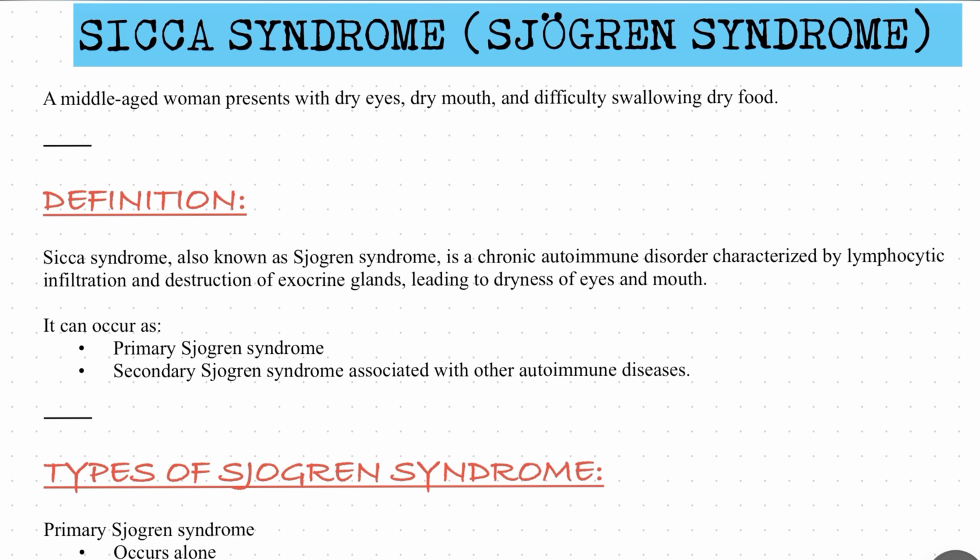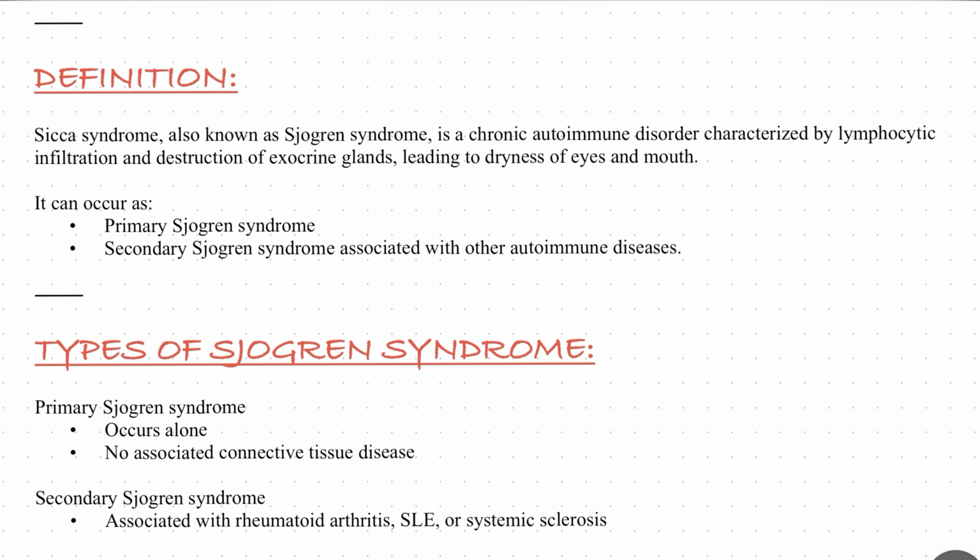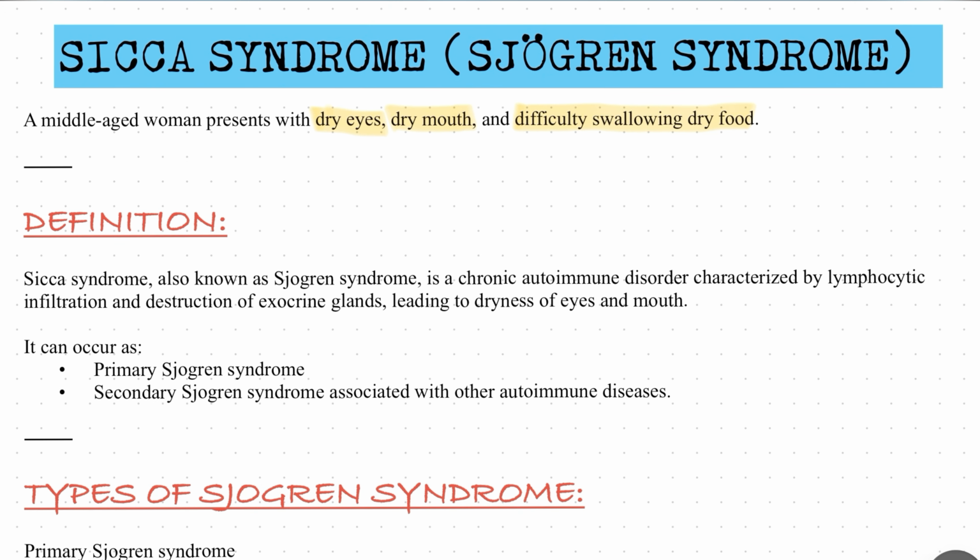Today we are going to see one more topic under rheumatology. Let's take a case. A middle aged woman presents with dry eyes, dry mouth and difficulty swallowing dry food. After seeing all these things, what you will notice is there will be no secretions. So any idea why secretions are less? Yeah, let's see why secretions are less under the topic.